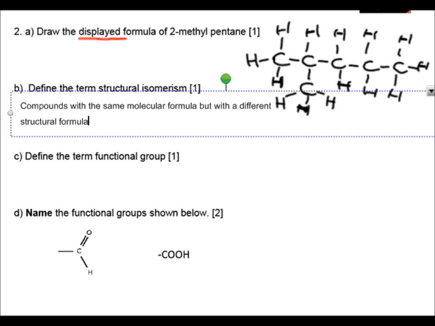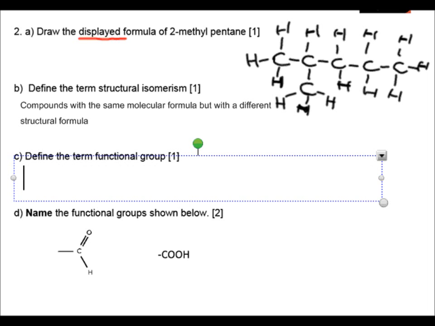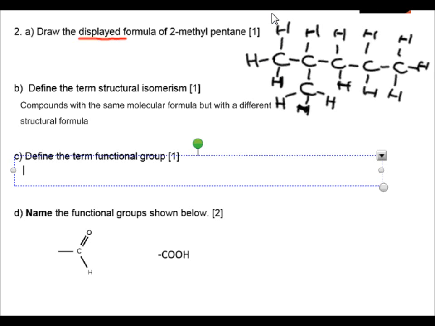Part C then asks you to define the term functional group. And a functional group is the part of the molecule which is responsible for its chemical reactions. So again, simple definition, if you learn it, functional group is the part of the molecule that is responsible for its chemical reactions.